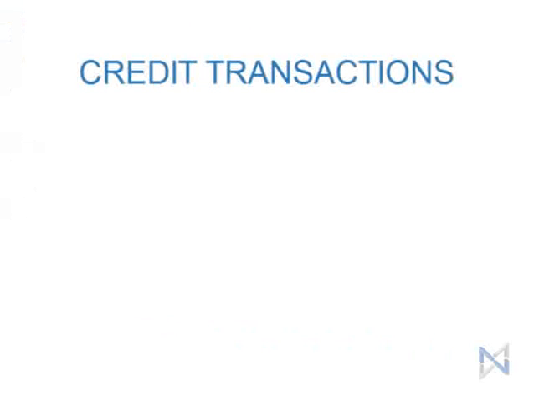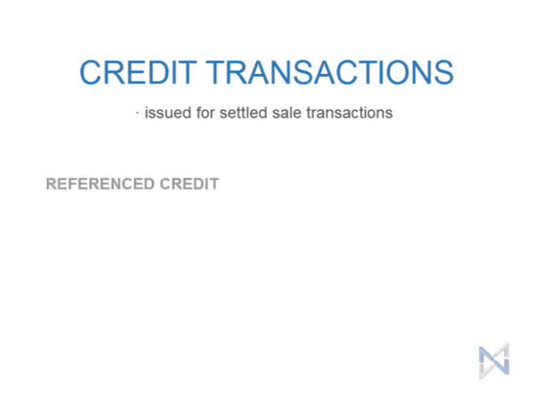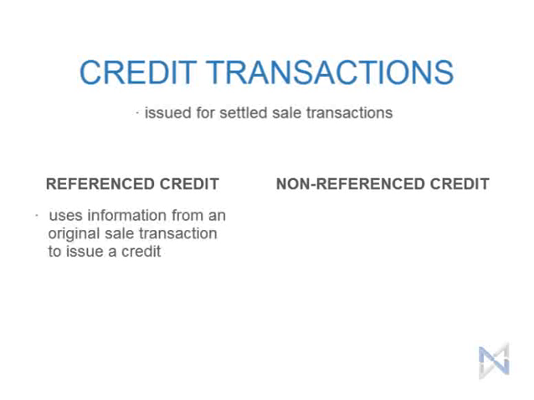Now for credit transactions. As I mentioned earlier, credits are issued for settled transactions, and there are two types: reference credit and non-reference credit. A reference credit uses information from an original sale transaction in order to issue a credit to the customer. An origination ID must be provided in order to issue a reference credit. A reference credit will occur when you delete a sales document or simply remove a payment line from the unposted document with a settled transaction.